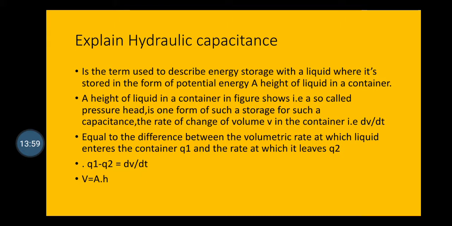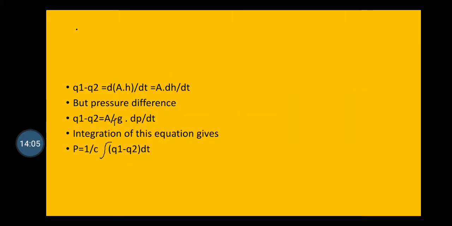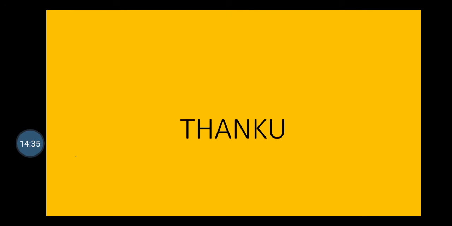Here Q1 minus Q2 = dV by dt. V is equal to area into height. Q1 minus Q2 is d by dt of area into height, that is area into dh by dt. But in terms of the pressure, Q1 minus Q2 is equal to A divided by rho g into dP by dt. Integration of this equation gives P = 1 by C integral of (Q1 minus Q2) dt. Thank you. This is the second unit.